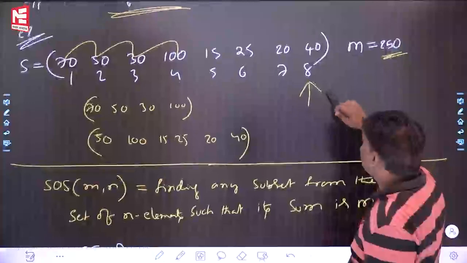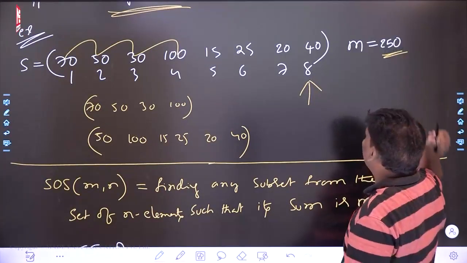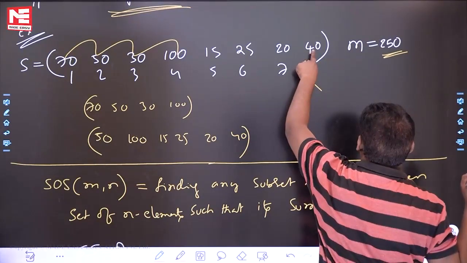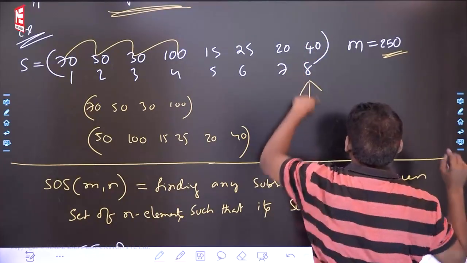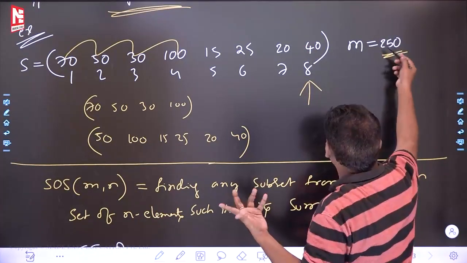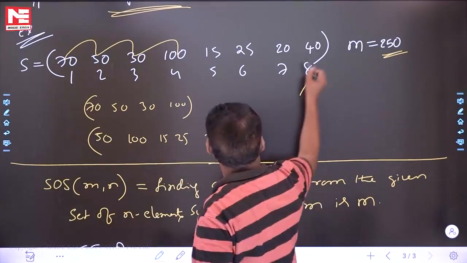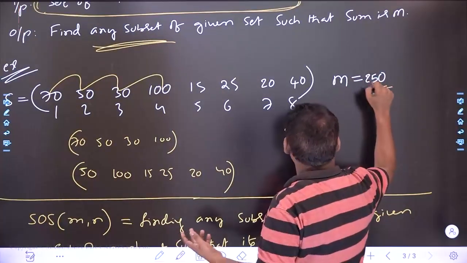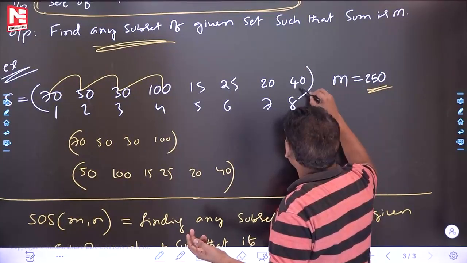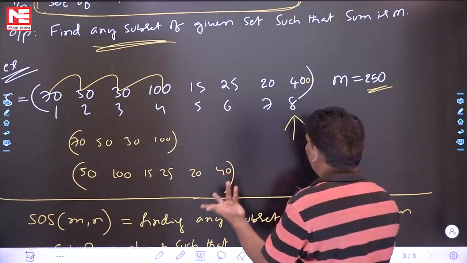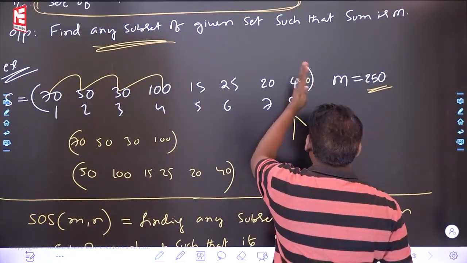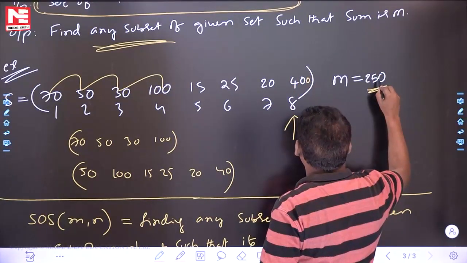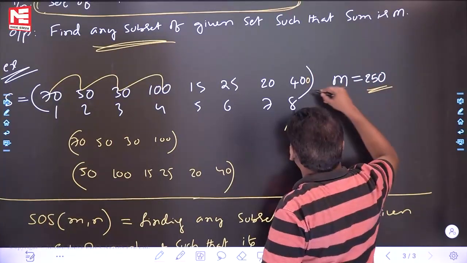You are at the 8th element, you want subset sum as 250. Please listen. Wherever you are, suppose the 8th element is 40, but you want 250. Can I take it? Yes, there may be a chance. By taking this one, you may get the answer sometime. Now suppose you want subset sum 250, and the 8th element itself is 400. Can you take it? No. I am at the 8th element, I want subset sum as 250, so it is 400, but I want only 250. Can I take it? No.